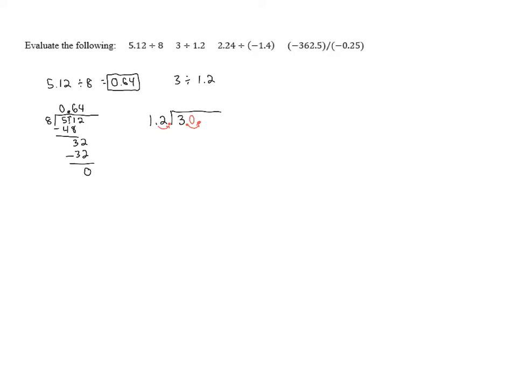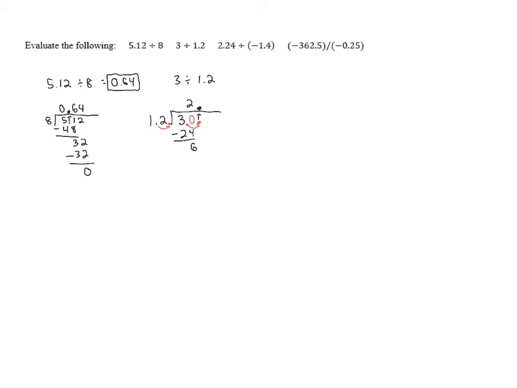This looks weird the first time we've done it, but this is how we account for decimals when we're doing division. And then that's exactly where the decimal point is going to go in the answer. It's going to be right there. Let's do the division. 12 goes into 30 twice. 2 times 12 is 24. When we subtract, that leaves us with 6.